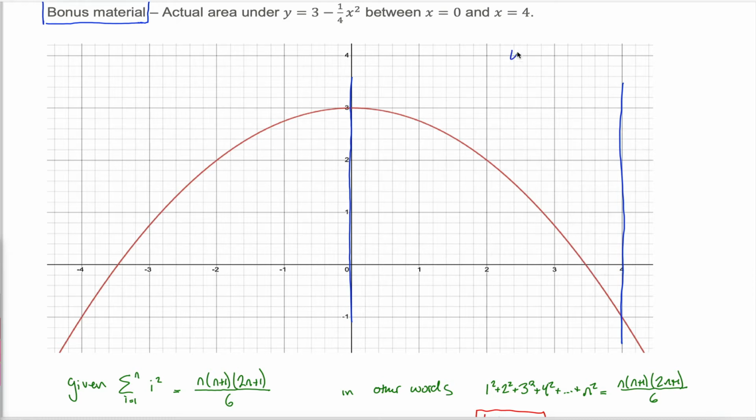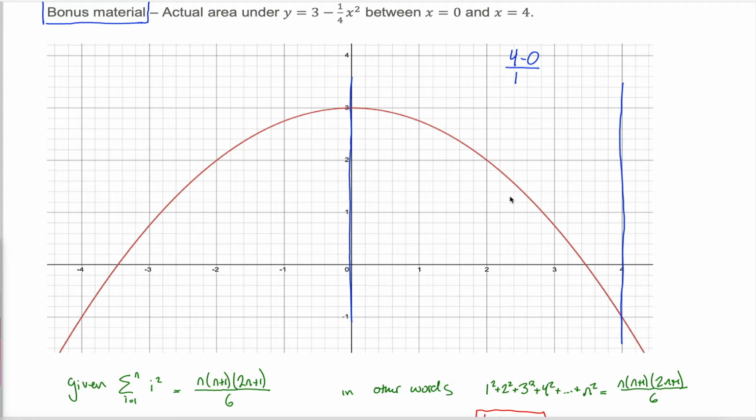I take this 4 and subtract this 0 to figure out how much of a horizontal distance I'm trying to cover. And then I divide that by the number of rectangles that I want. So I divide that by 100. The width of each rectangle would be 4 over 100.